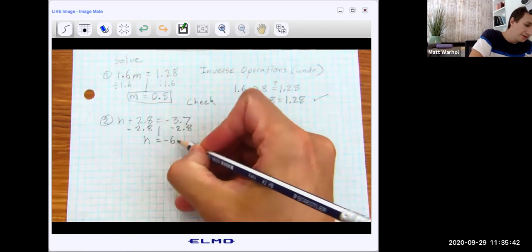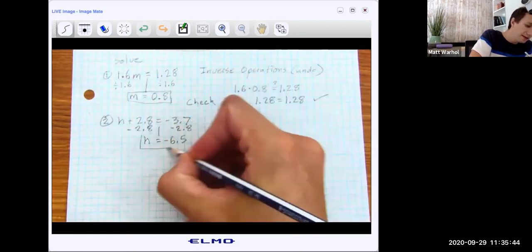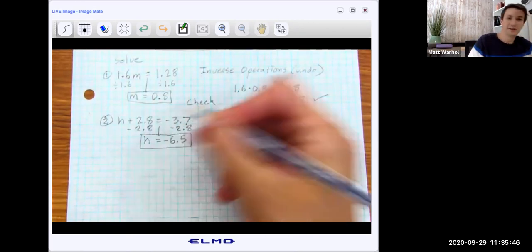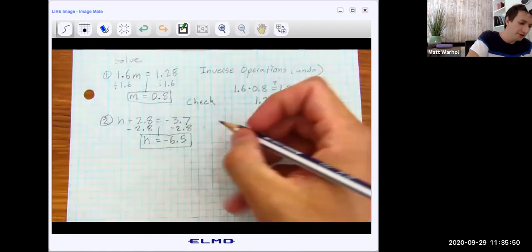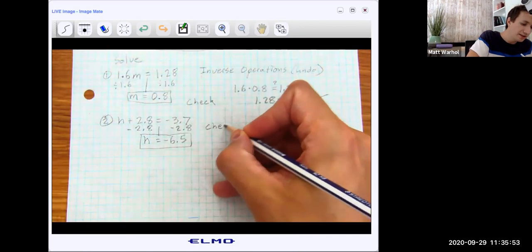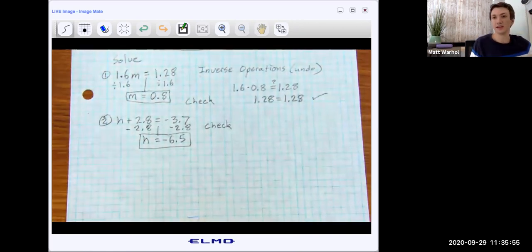Negative 6.5, and I believe that's my answer, so I go ahead and box it. Are we done? No, you have to run a check. Do you have to run checks on everything? Yes, on the assignments today you do.